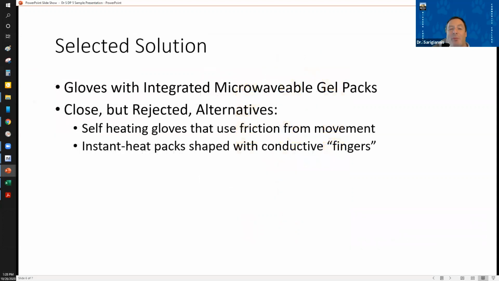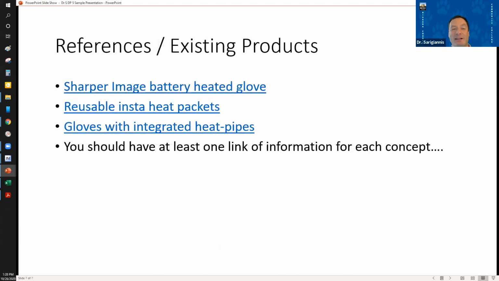And that's where I came up with my selected solution, microwavable gel packs. I personally did not spend a lot of time on the reference page. I just linked certain links. You should try to have at least one link of information for each concept, particularly if you came up with a concept and you're not sure if it exists. It's fairly easy to Google these things.